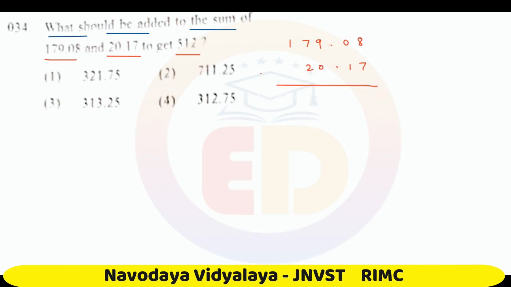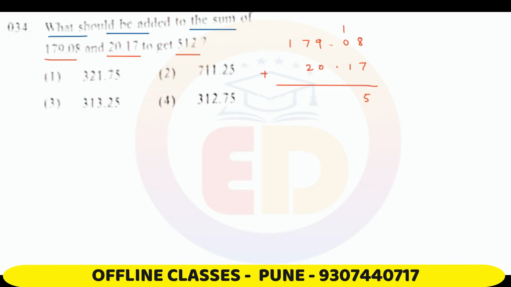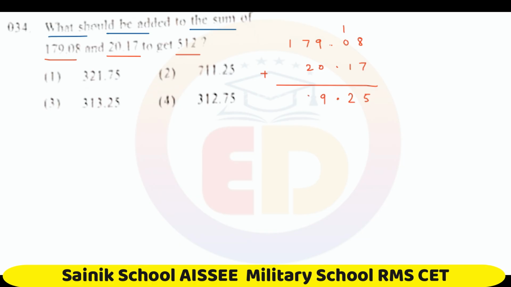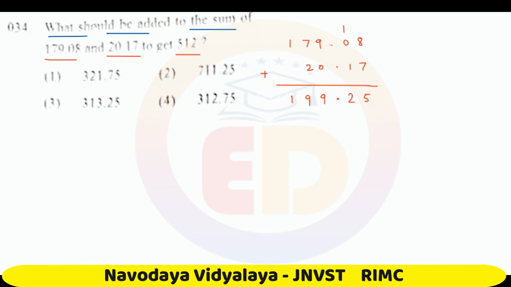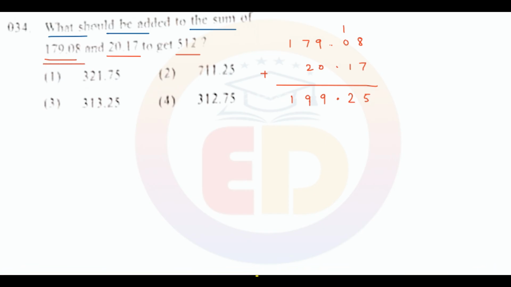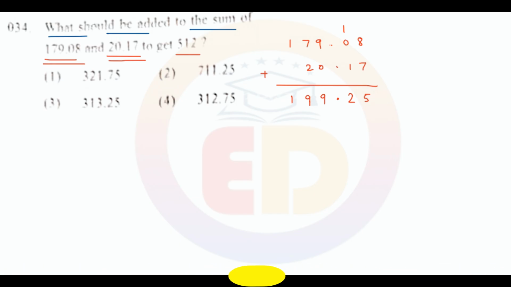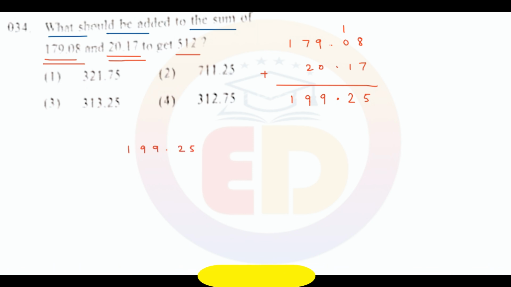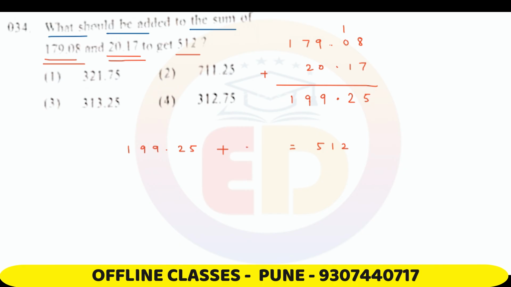Their sum will be 8 plus 7, 15, 5 carry 1. This is the decimal point. This is 7 plus 2, 9, and this is 1. So the sum of 179.08 and 20.17 is 199.25. And now, what should we add to 199.25 to get 512? Let us assume we will add X here.